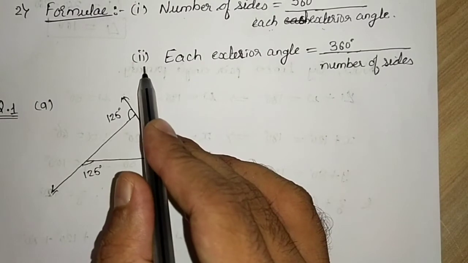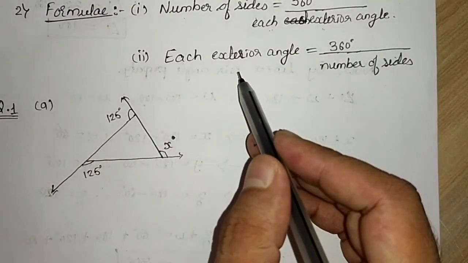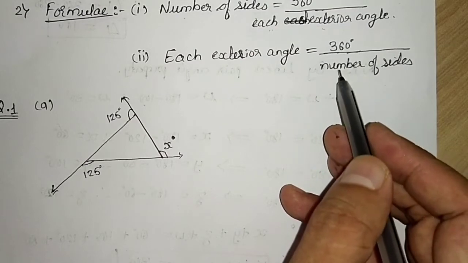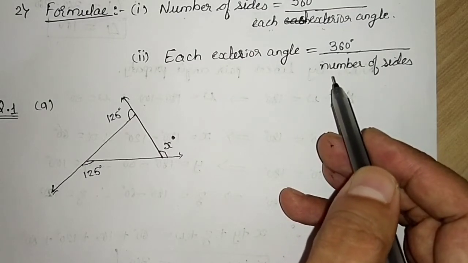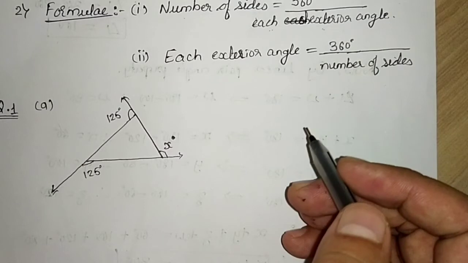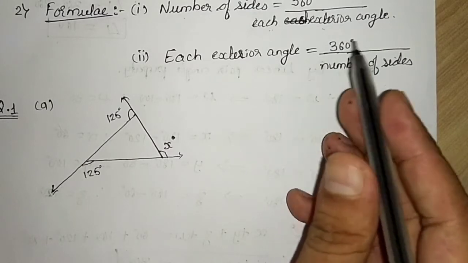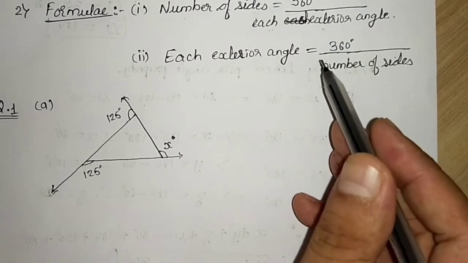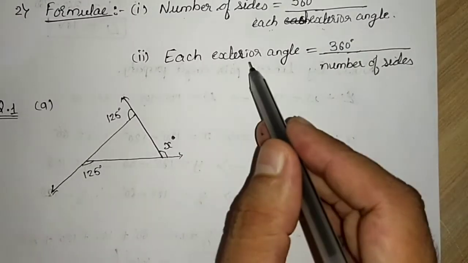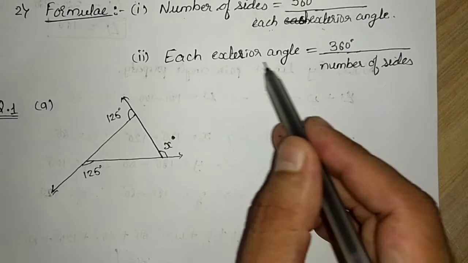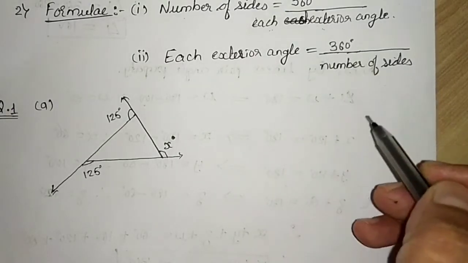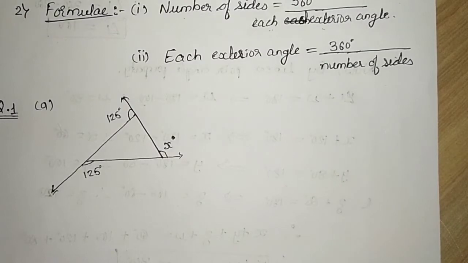Second formula is, if it is a regular polygon, you know the number of sides, if it is a regular triangle, regular quadrilateral, regular pentagon, you know the number of sides. So if they tell you to find each exterior angle, then what you will do? You will divide 360 by the number of sides. So this is for the introduction lecture.